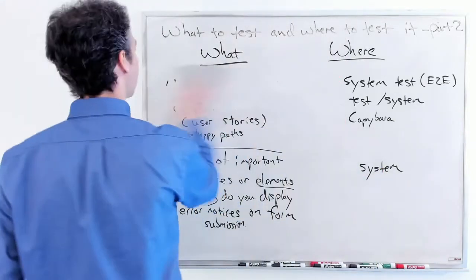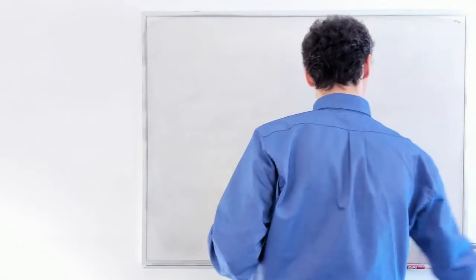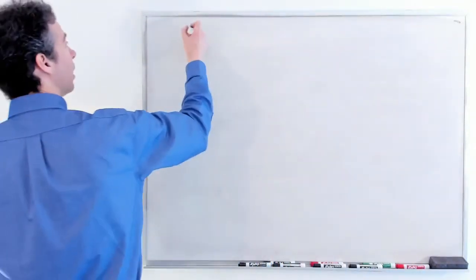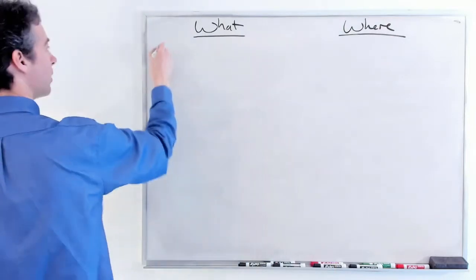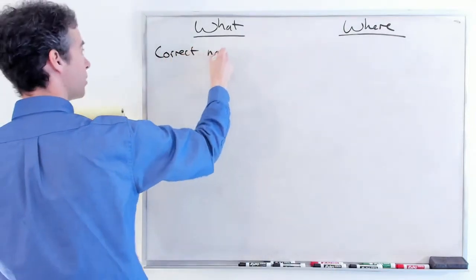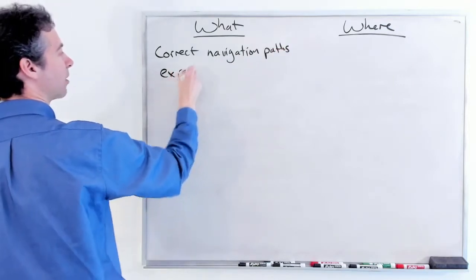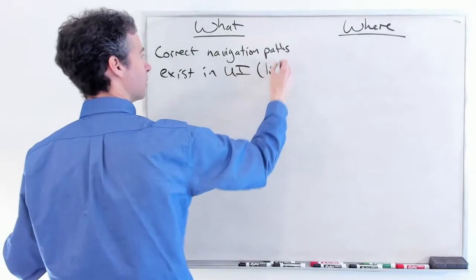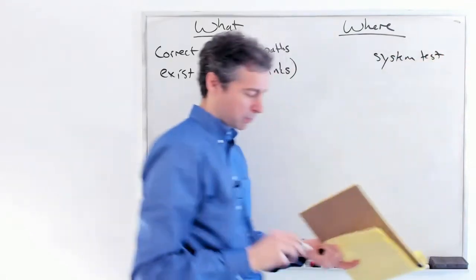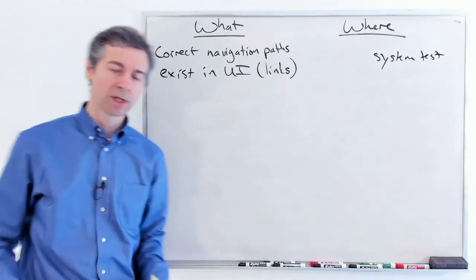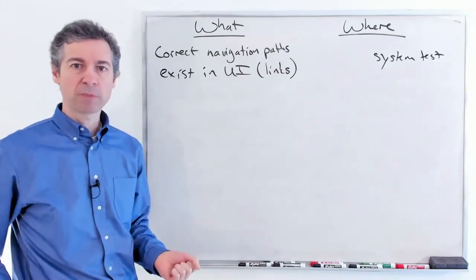All right, what else? I think a really big thing for our web apps, and definitely something that you should test because it really burns you when it doesn't work. So again, we'll make permanent columns here, what and where. What I think you should definitely be testing is the correct navigation path that exists in the system. And this is in the user interface. And so you're testing that links work. And these are system tests. It's really easy for someone to botch up the user interface and leave out a link or break a link. And we're not going to know that the link is broken until some user tries to click on it and they get a 404 message back saying that doesn't exist.